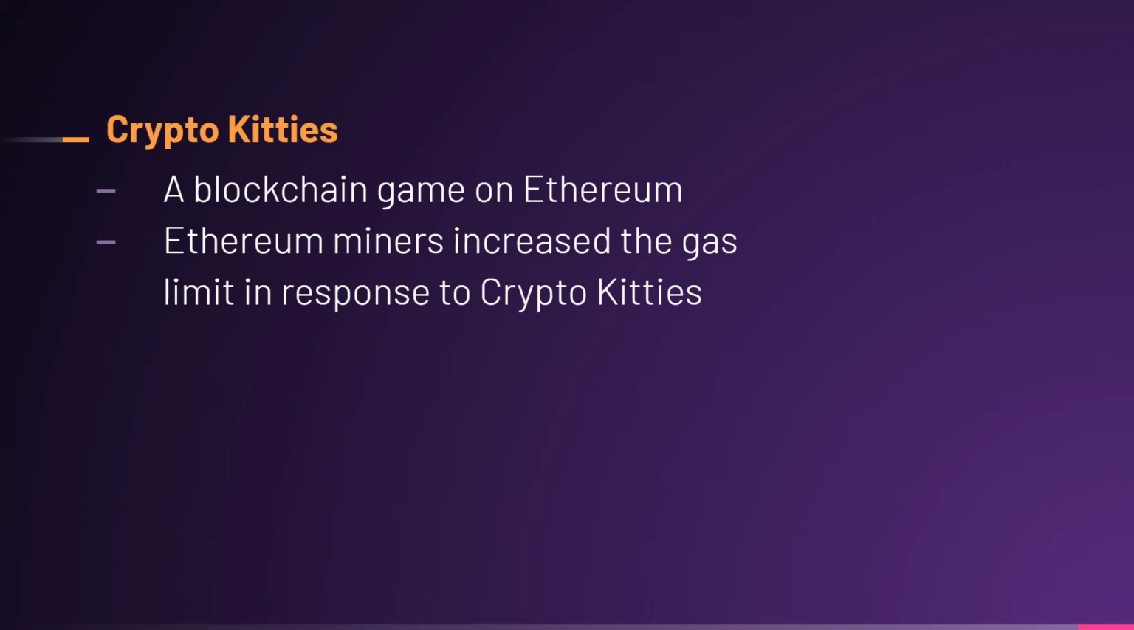Ethereum miners therefore increased the gas limit in response to the CryptoKitties game, which allowed for more data per block and increased transactions per second. Every action in the game resulted in a transaction, and the congestion led to overwhelming of the entire blockchain. This also showed the limitation of the throughput of the entire blockchain network.